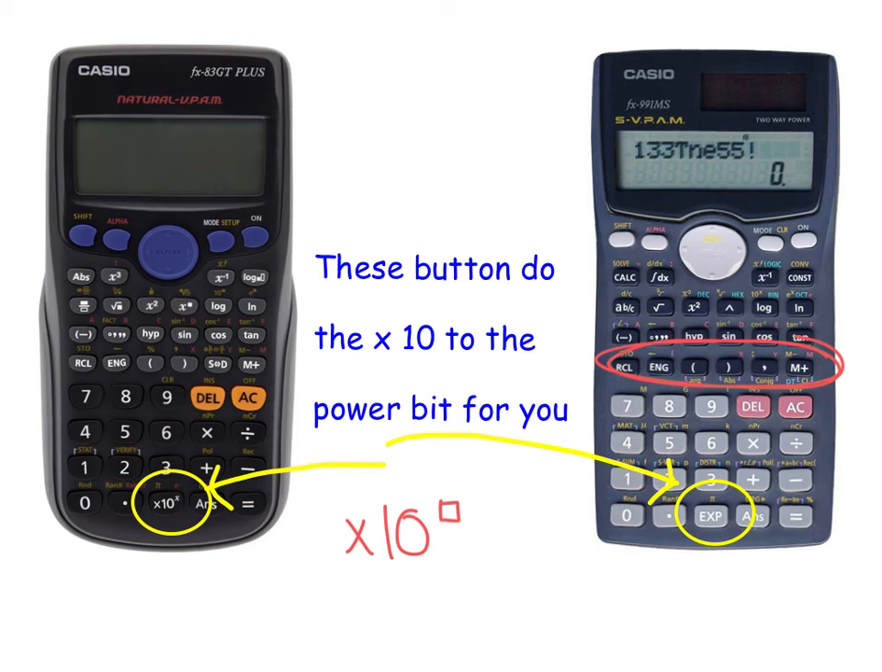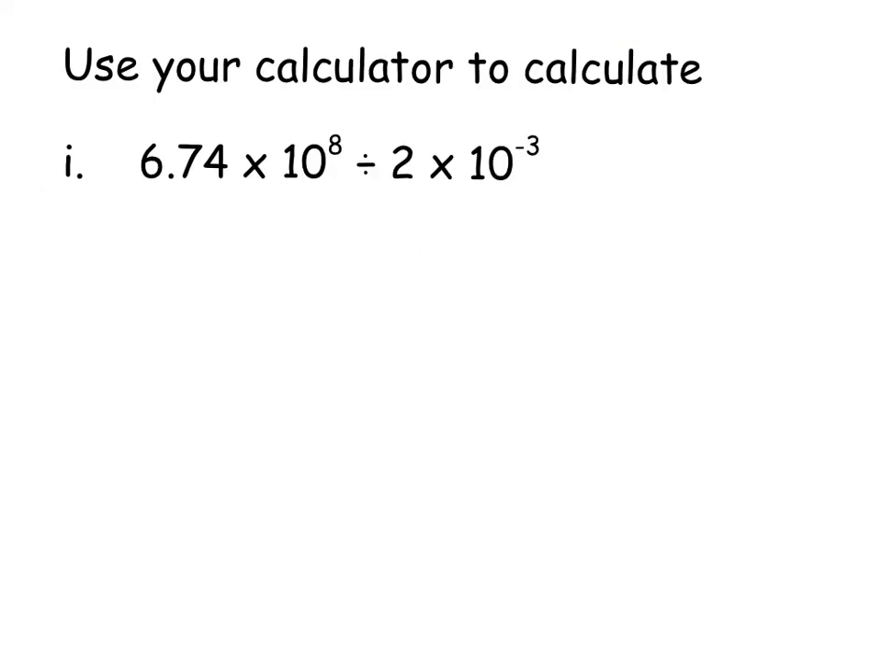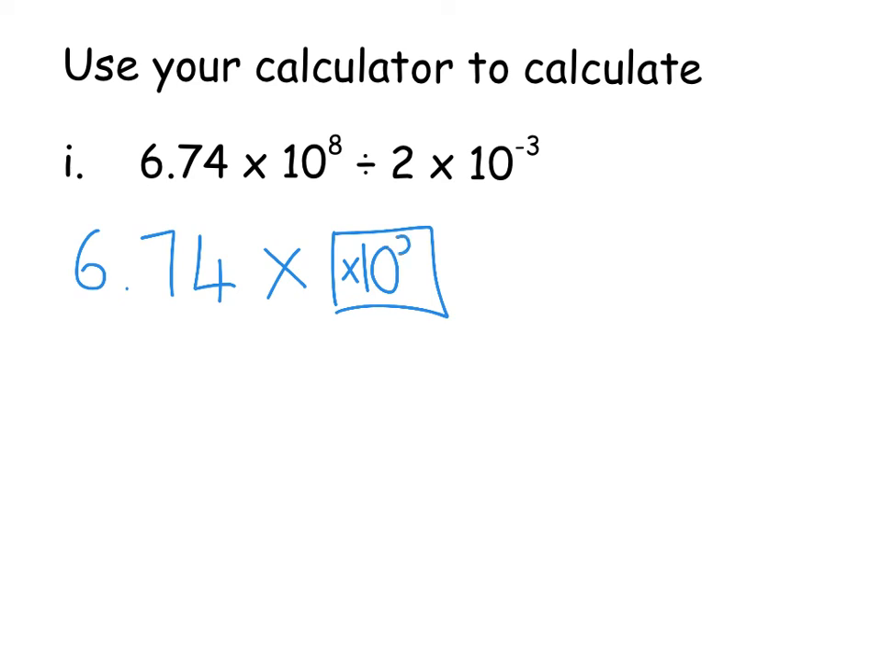So let's have a look at this. One other thing I might point out is that this is your negative button here. Some calculators might have one that says a plus and a minus as well. Okay, so to do this one on your calculator, this is what you're going to type in. You are going to type in the following: 6.74, your times button, and then that button I pointed out to you, whichever one it is you have, I'm going to write times 10 to the x, and then you would put in the 8.